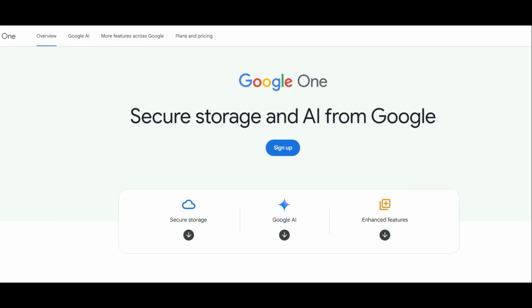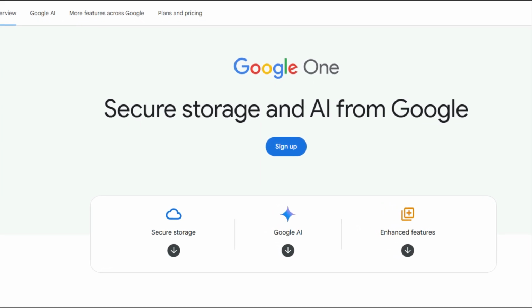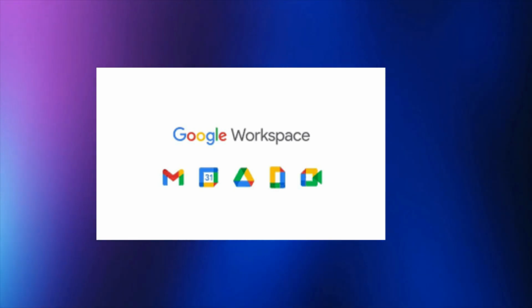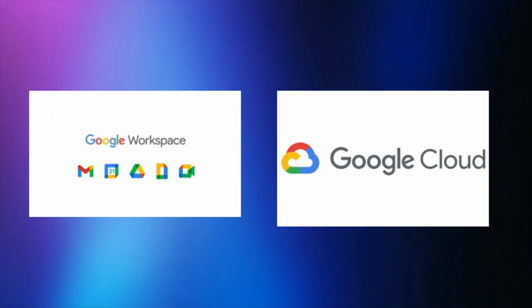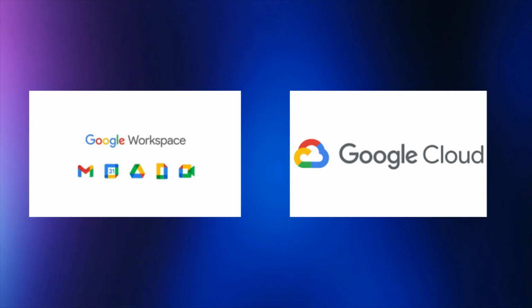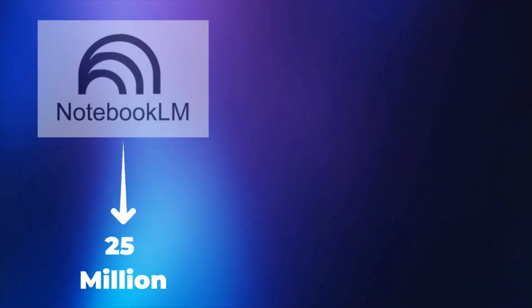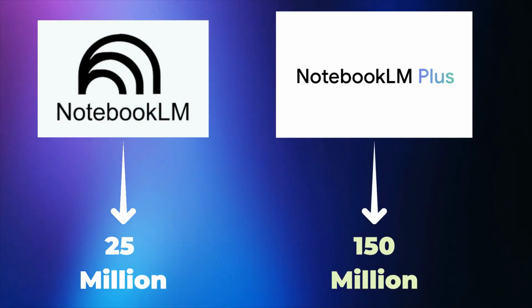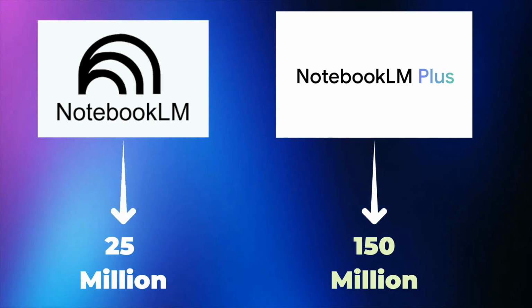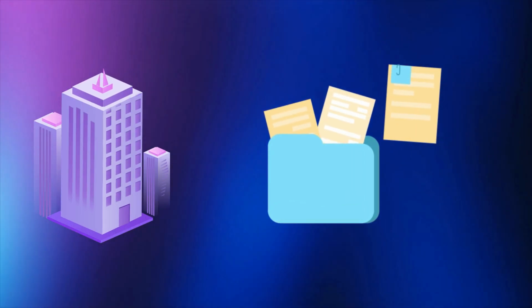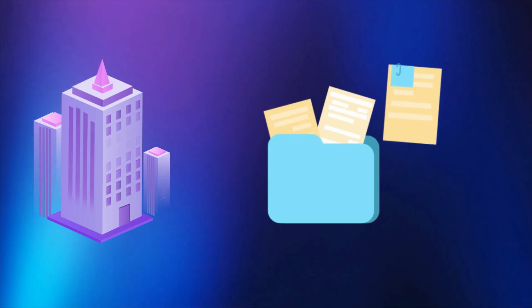Primarily through Google One AI Premium subscription, which is how I got it. It is also available for businesses and schools through certain Google Workspace plans and for enterprise via Google Cloud. NotebookLM offers four main enhanced features: a massive context window. The free version already supports up to 25 million words. But with Plus, you get a jaw-dropping 150 million word context window. Perfect for organizations loading entire document libraries. Imagine asking questions across your company's entire knowledge base in one go.